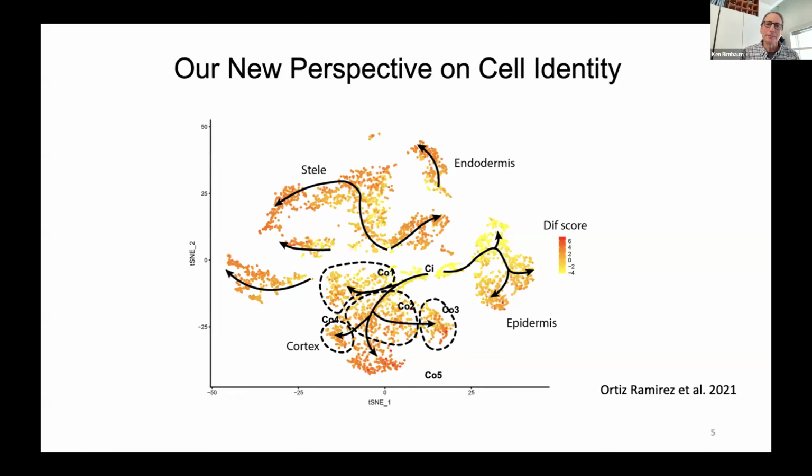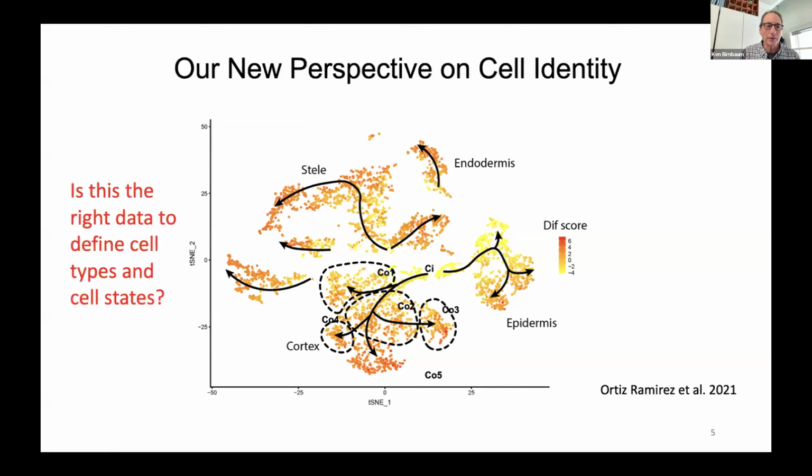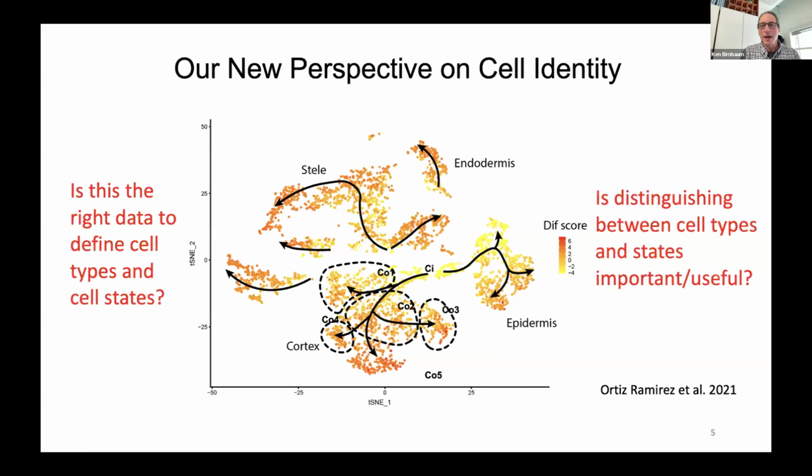So that's our new perspective, and I think it's really powerful. But at the same time, I think we have to ask: is this the right data to ask that question? And then, is distinguishing between cell types and cell states actually important or useful at all? But I would argue that it still is. And even if we cannot answer it, it actually leads us in a good direction, right?